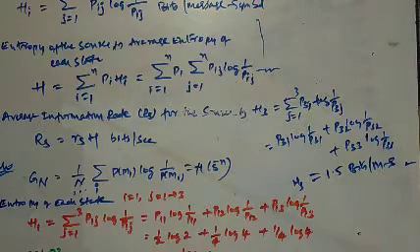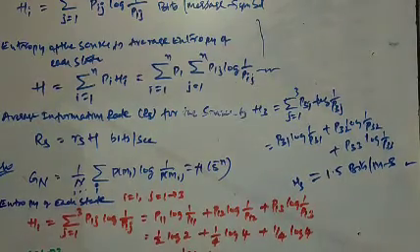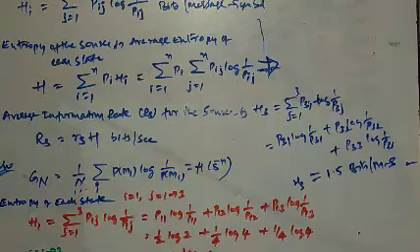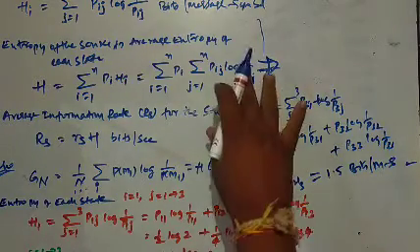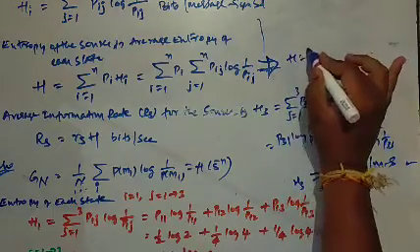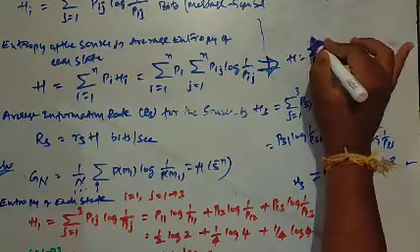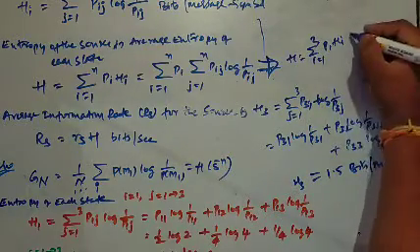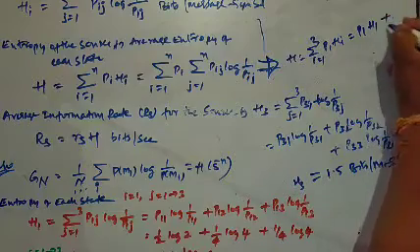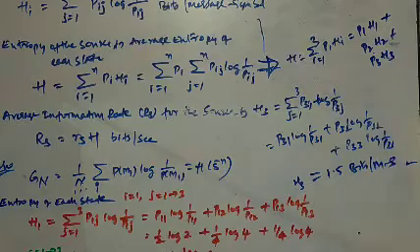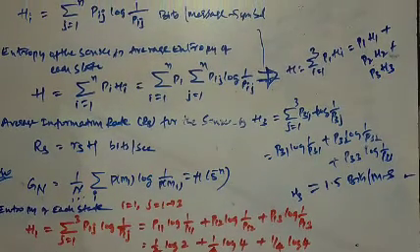Now the entropy of the source. This is the formula, it has been given. H is equal to the summation of i equal to 1 to 3 of PiHi. This can be written as P1H1 plus P2H2 plus P3H3.